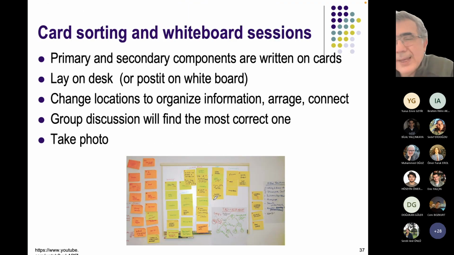In order to organize, we again do card sorting. We put the ideas on the board and we organize them. And by changing the locations of these papers, we can organize and place the menus, and we can organize the structure of the website.